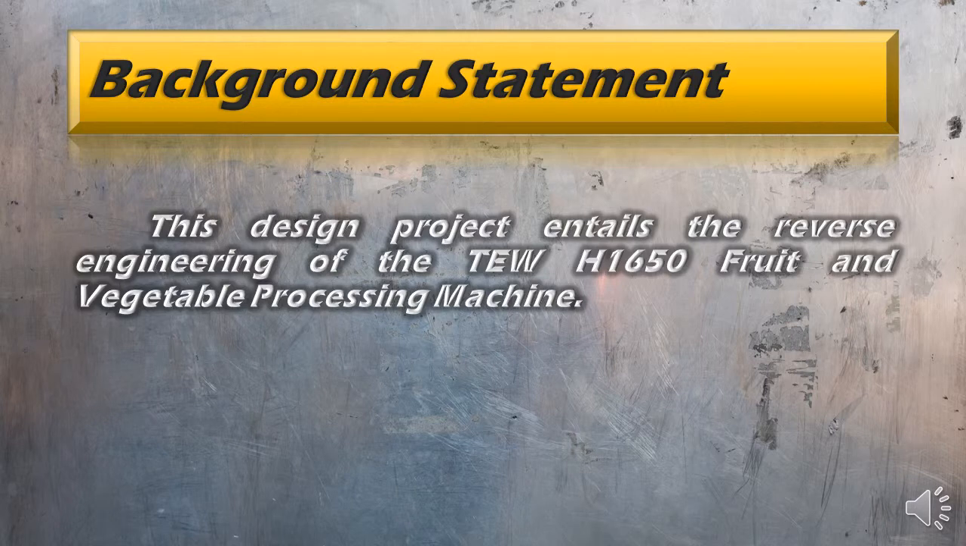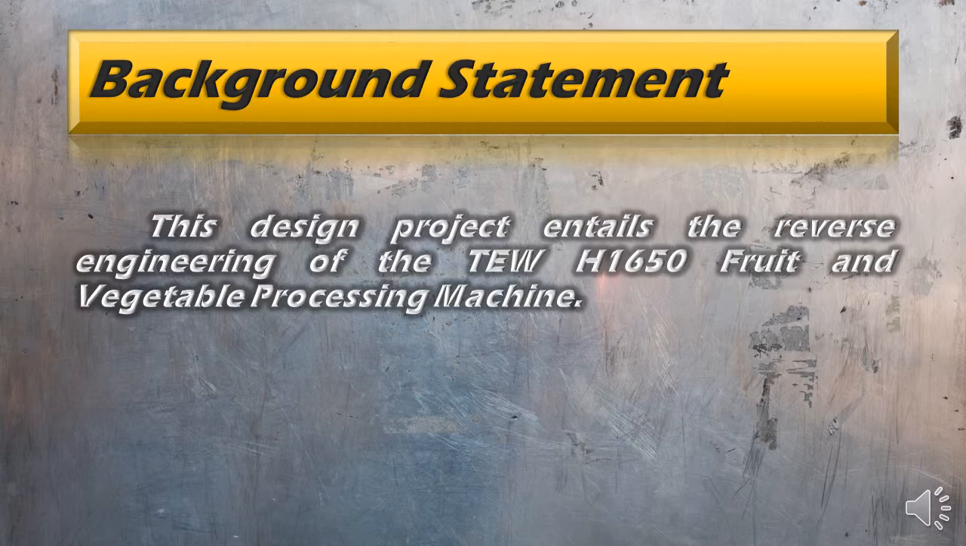This design project entails reverse engineering of the T.W.H.1650 fruit and vegetable processing machine. The machine consists of a combination of logically ordered subcomponents such as receiver belt conveyor, washer, water absorber, and rotary packing table, each playing a vital role towards processing the produce to a desired product.